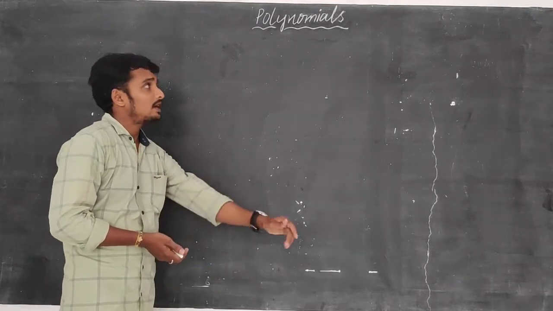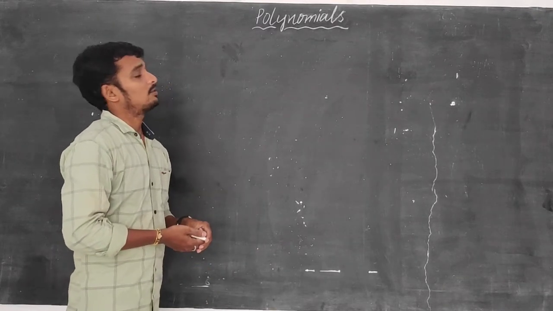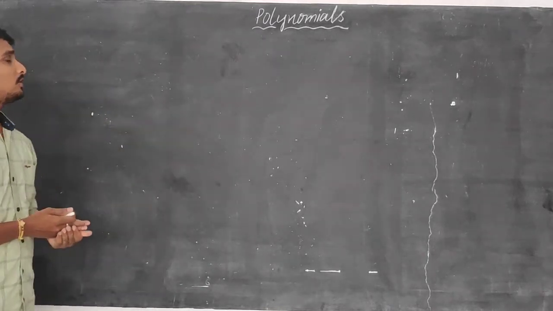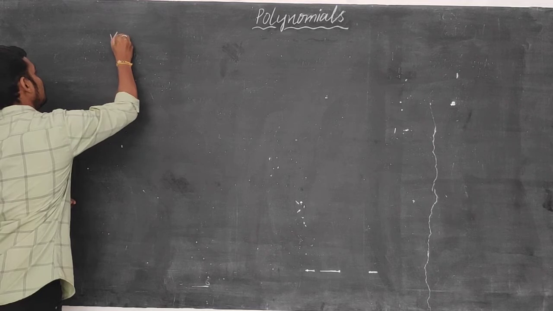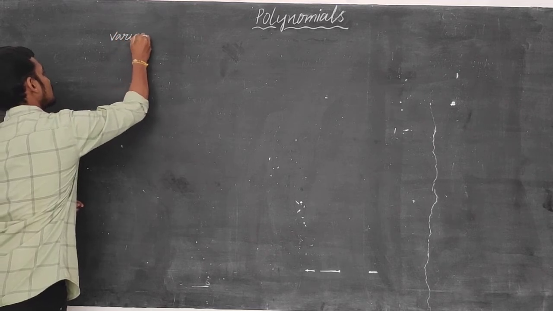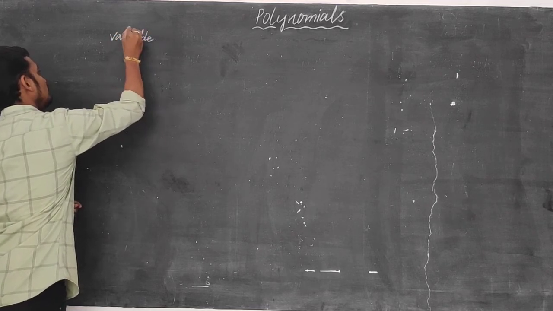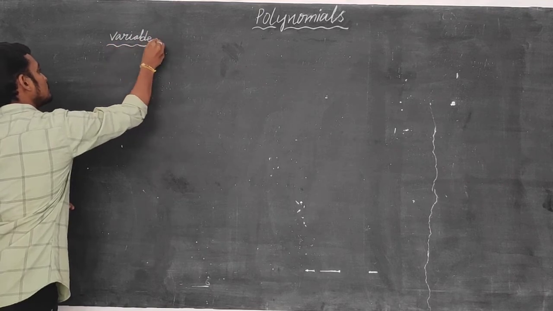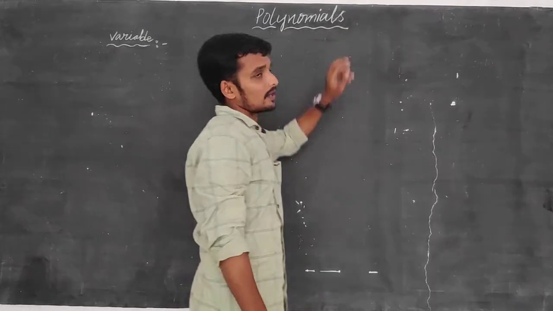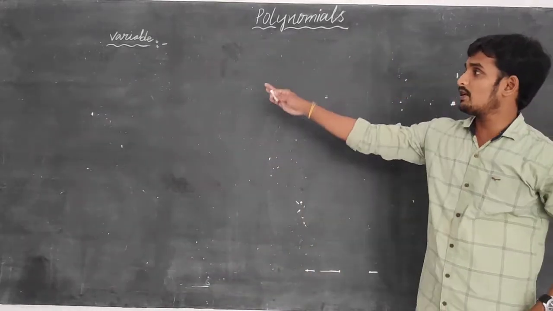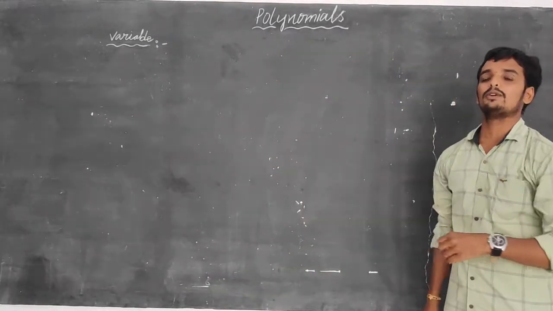Okay, my dear students, I will start from polynomials. Before going to polynomials, and also for algebraic expressions, I will start from the variable. I keep the heading algebra, and in that algebra, I will start from the variable. What is a variable?